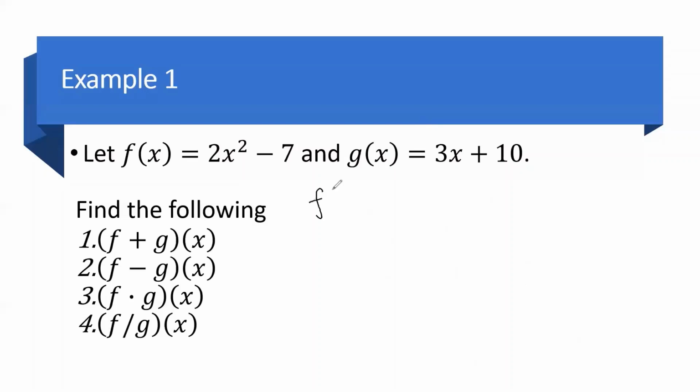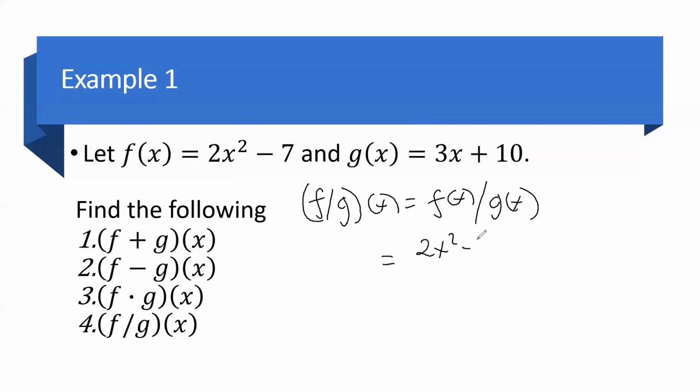So number 4, we have f divided by g of x is equal to f of x divided by g of x. So f of x is 2x squared minus 7 and g of x is 3x plus 10. The numerator and the denominator are not factorable. If it is not factorable anymore, this is now our answer. So f over g of x is equal to 2x squared minus 7 over 3x plus 10.